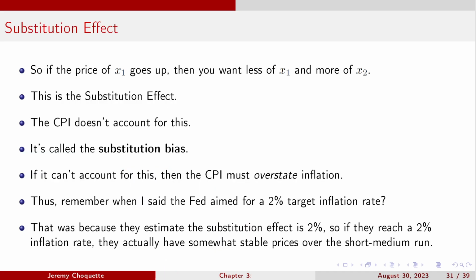Okay, so here's the answer to the question that I asked. If the price of X1 goes up, you want less of X1, more of X2. That's called the substitution effect. But the CPI or PCE don't account for that. And this is what's called the substitution bias. And if it can't account for that, then the CPI has to overstate inflation because the substitution effect is always going to be negative. So remember when I said the Fed aimed for like a 2% target inflation rate? Well, it's because they estimate the substitution effect at about 2%. So if you can reach a 2% inflation rate, you probably have pretty stable prices over the short to medium run.